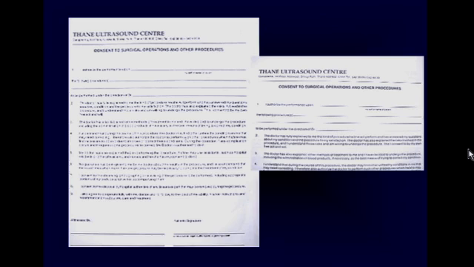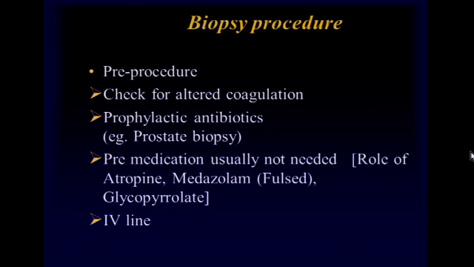Pre-procedure, it is very important to take consent as per the requirements of each country. It is also important to look for altered coagulation, especially if you are doing a core biopsy of a vascular organ like a kidney or the liver. Prophylactic antibiotics may be given, especially in a prostate biopsy. Pre-medications usually are not needed, but it is better to keep an IV line and keep atropine or glycopyrrolate ready at hand, especially when you are doing a pleural tap.